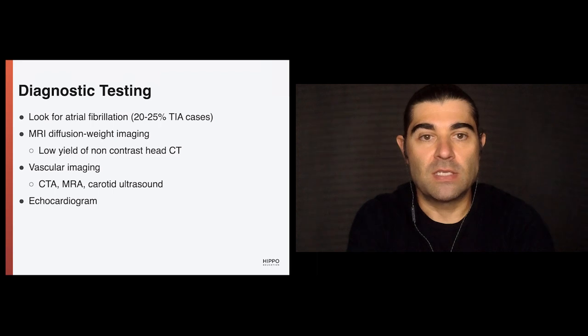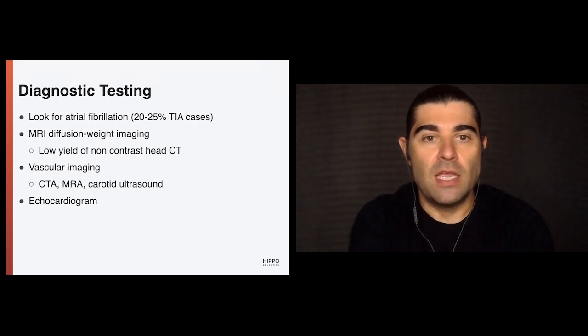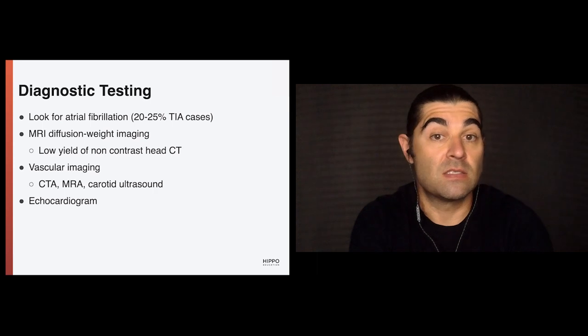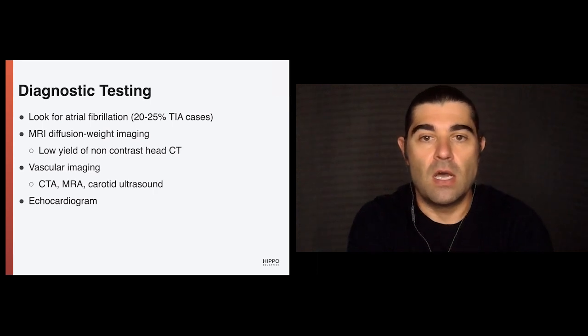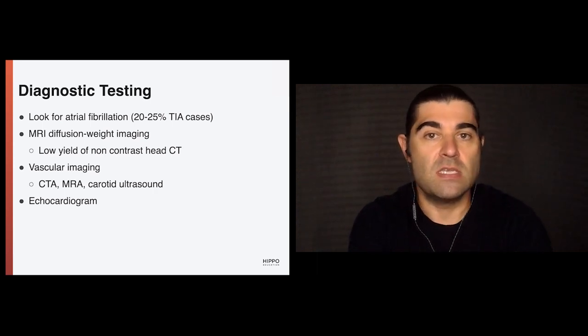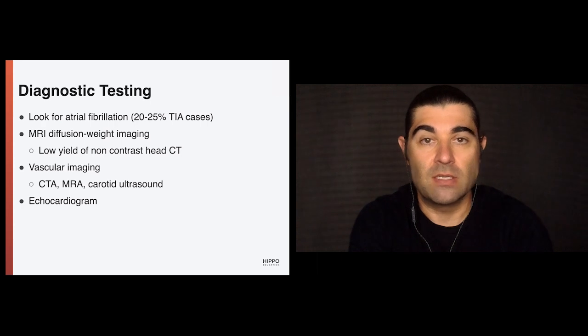All right, so let's talk about diagnostic testing. So the goal obviously is to identify treatable causes of TIA. And we alluded to this at the beginning of this talk, is that atrial fibrillation is going to account for about 20 to 25% of TIA cases, according to this review. And things we can do are obviously EKG, cardiac telemetry can also be helpful in identifying that.